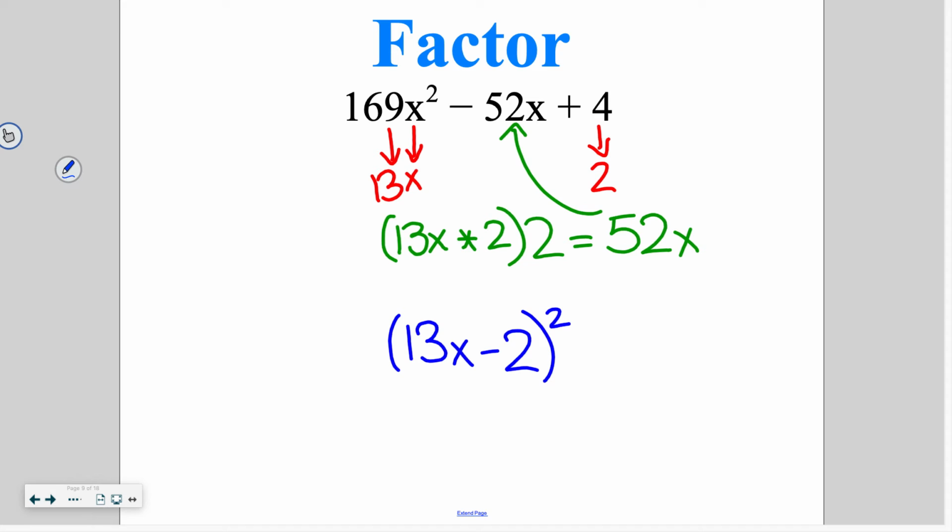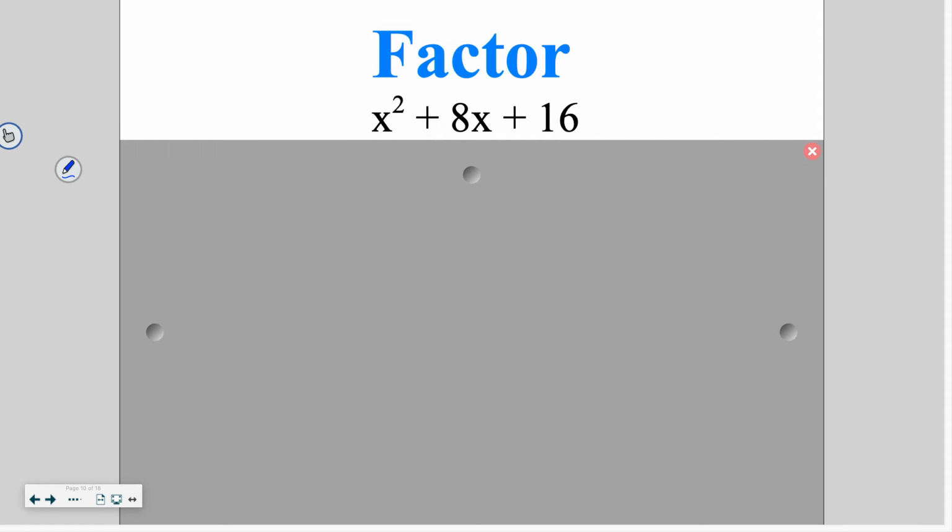So again, square root the front, square root the back, that's where this part came from, and then when you multiply those together and double it, it should be the middle term. When you are deciding if this is addition or subtraction, it depends on the sign of the middle term. Go ahead and try this one on your own.